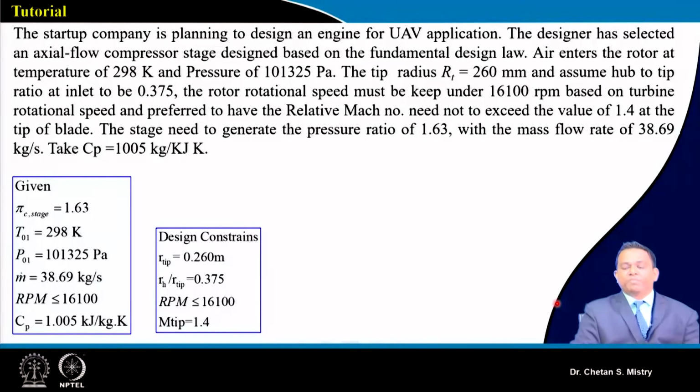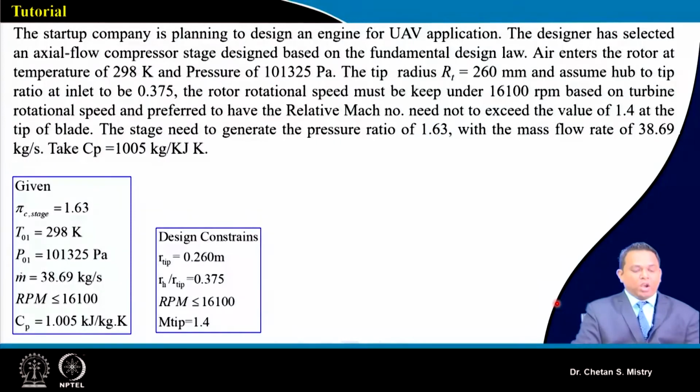The rotational speed must be kept under 16,100 rpm based on turbine rotational speed, and the relative Mach number should not exceed 1.4 at the tip. The stage needs to generate a pressure ratio of 1.63, which is slightly on the higher side, with a mass flow rate of 38.69 kg per second, and take the value of Cp as 1005 joule per kg Kelvin.